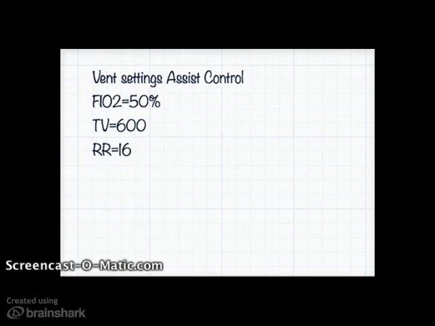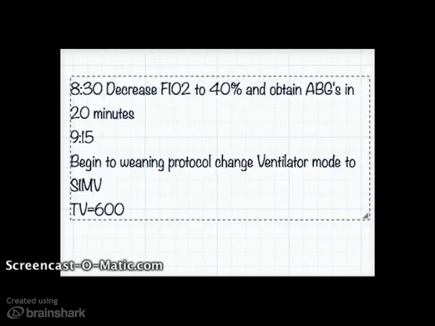So this is how it usually works. Let's say your patient is ventilated and they are on the following settings: assist control with an FiO2 of 50%, a tidal volume of 600, and a respiratory rate to deliver 16 breaths per minute. When they're on that setting, you're going to get a set of blood gases to make sure that they're all right. So you do that, and everything is fine with the blood gases, and you get an order that says decrease the FiO2 to 40% and obtain ABGs in 20 minutes. So that gets done, and the patient is stable and their blood gases are normal.